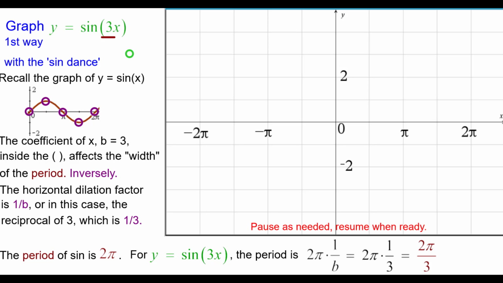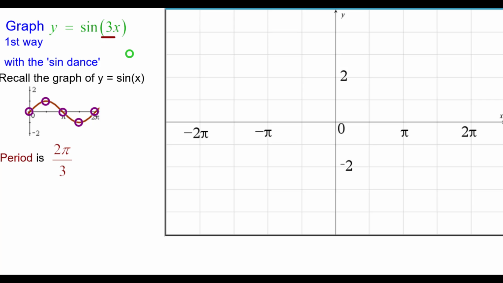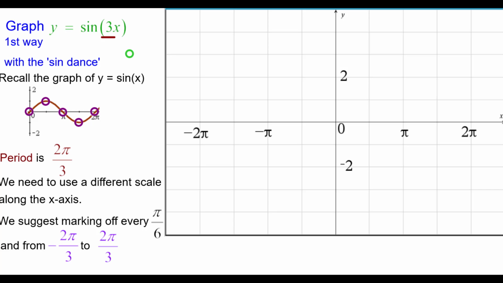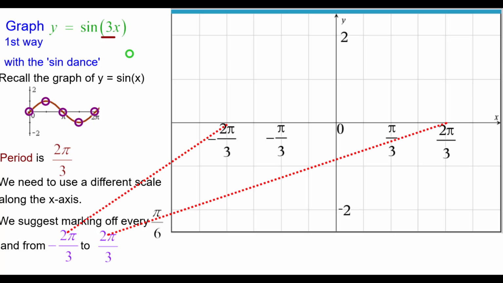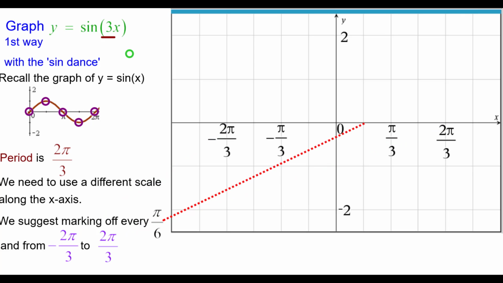Pause as needed. So the period is 2 pi over 3. We need to use a different scale along the x-axis. We're going to suggest marking off every pi over 6 and from at least negative 2 pi over 3 to positive 2 pi over 3. Pause to do that. So there's our negative 2 pi over 3 to positive 2 pi over 3. We marked off every pi over 6.